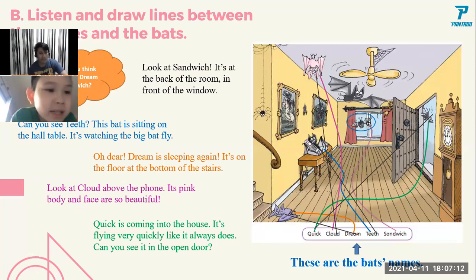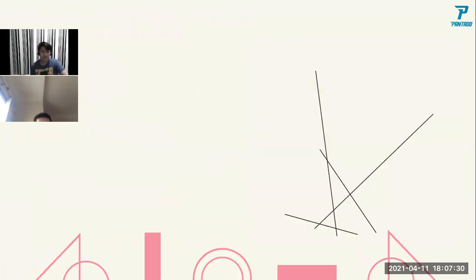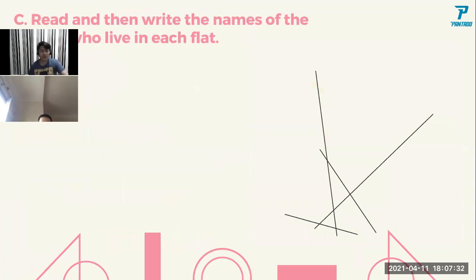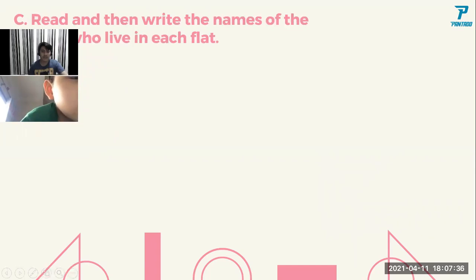Quick is coming into the house. It's flying very quickly, like it always does. Can you see it? It's in the open door. Okay, good. Okay, now we're going to read and write the names of the ones who live in the flats.